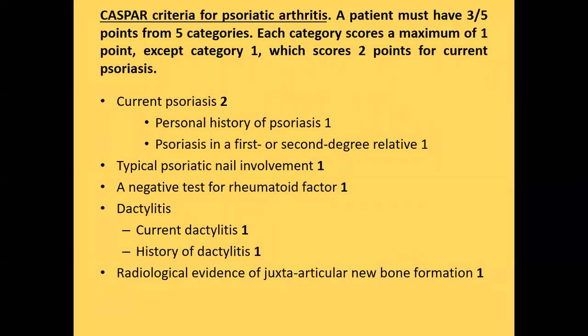CASPAR criteria for psoriatic arthritis include 5 criteria, and a point is given for each criterion. The patient must score 3 out of 5 to be labeled as psoriatic arthritis. The first criterion is current psoriasis, and if the patient is suffering from psoriasis, then he straight away gets a score of 2. If there is a personal history of psoriasis but no active psoriasis, then the score is 1.